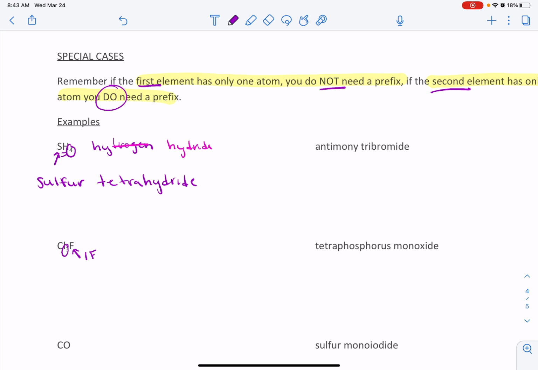3, if I look at my prefix table, is tri. Cl is chlorine. And then if there's 1 F, the second element only has 1 atom, you do need a prefix. So my prefix for 1 is mono. So I'm writing mono and then fluoride. Again, notice I'm changing the ending of fluorine to fluoride.